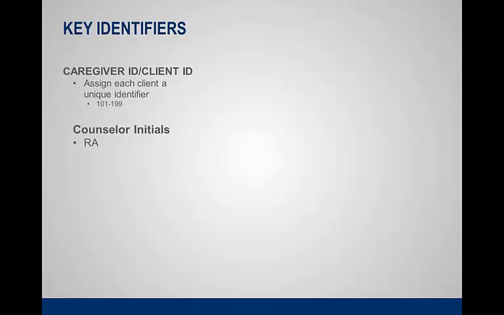When you're working with the spreadsheet for collecting your data, you need to establish key identifiers. And the first one would be how to identify each client or caregiver. For RCI, we assign them within a range for each site. For instance, for site one, we assign each client from 101 to 199. Maybe that's something that you would want to do for your site. And then another identifier would be the counselor initials.